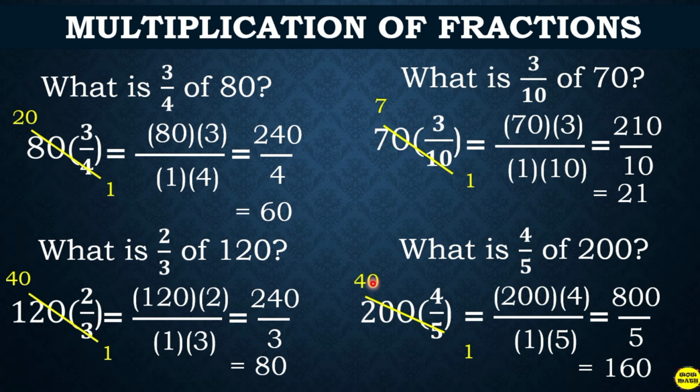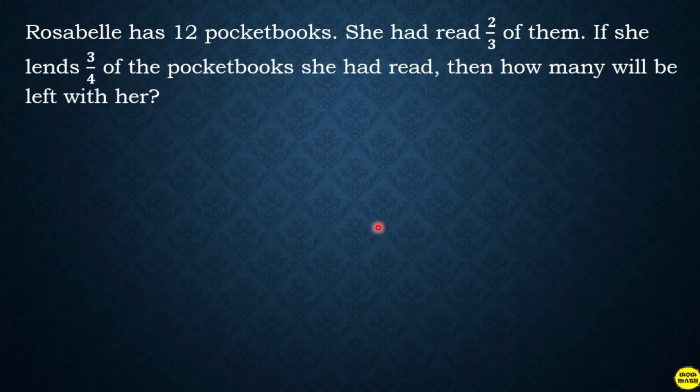So, 40 times 4, that is 160. Okay, let's proceed to the next example. I have here a problem. Rosabel has 12 pocketbooks. She had read 2/3 of them. If she lends 3/4 of the pocketbooks she had read, then how many will be left with her?